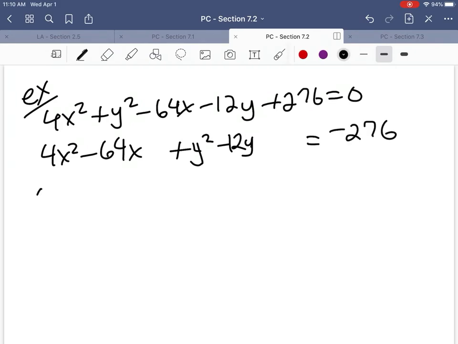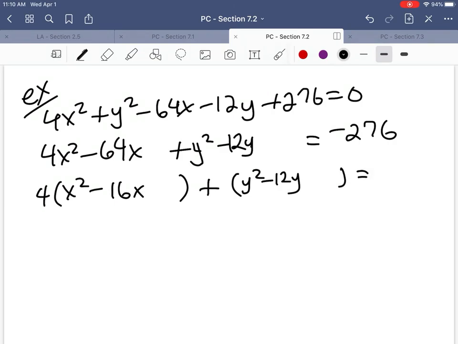All right, so factor out this 4 here. So 4 leaves me x squared minus 64 divided by 4 is 16x, leave a little space, plus the y squared doesn't have anything, so y squared minus 12y, leave a little space, equals negative 276. All right, so let's complete the square. I need to take half of this 16, so that's 8. 8 squared is 64, so I need to add 64. But remember, I'm not really adding 64, I'm adding 4 times 64. That's 256, so I have to add 256 to this side too.